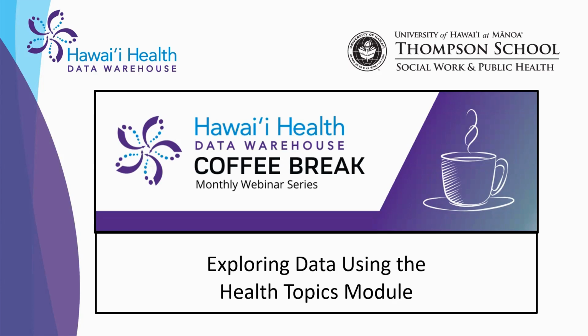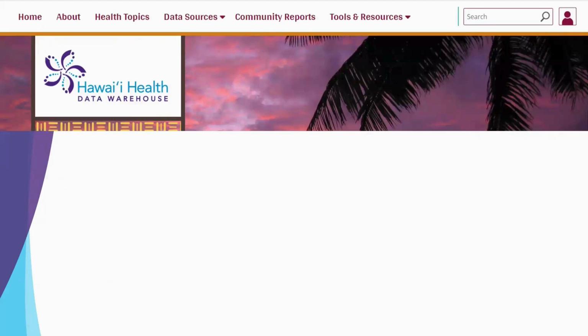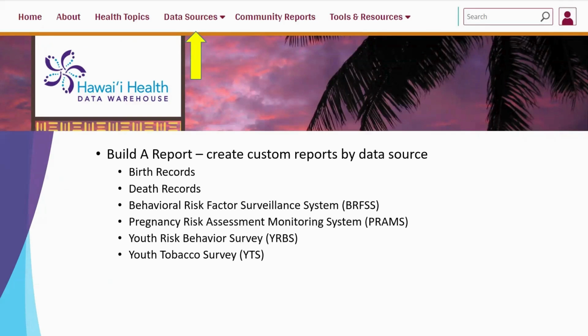We're going to use the next 30 minutes to review the Health Topics feature in hhdw.org. In previous Coffee Breaks, we've reviewed the different ways of searching data on hhdw.org and hawaiihealthmatters.org. We've discussed going straight to the data source to build your own reports, and the data sources available on hhdw.org are birth records, death records, the Behavioral Risk Factor Surveillance System, the Pregnancy Risk Assessment Monitoring System, the Youth Risk Behavior Survey, and the Youth Tobacco Survey.